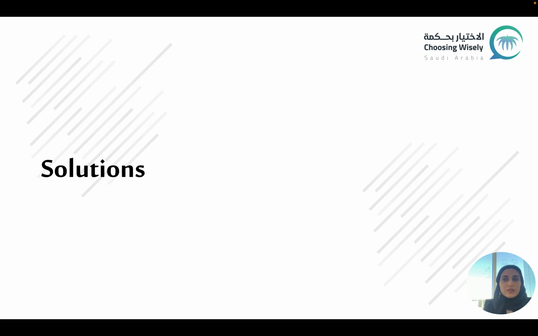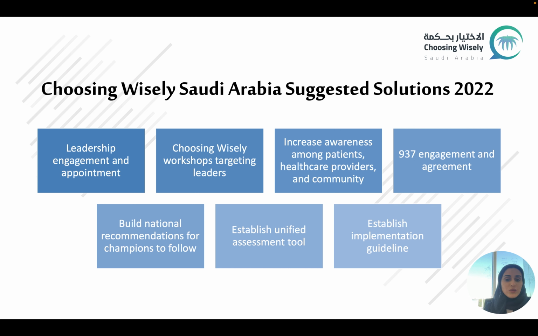So how about the solutions? As a core team, we worked on several solutions to help those champions move on with their work in implementing Choosing Wisely recommendations. The solutions Choosing Wisely Saudi Arabia suggested in 2022 began with leadership engagement and appointment. We started appointing leaders for Choosing Wisely in the region to have higher commitment. We also came up with workshops targeting leaders, to help them understand Choosing Wisely as a concept and its implementation steps. And we worked to increase awareness among patients, healthcare providers and the community about Choosing Wisely through campaigns that target each audience differently.